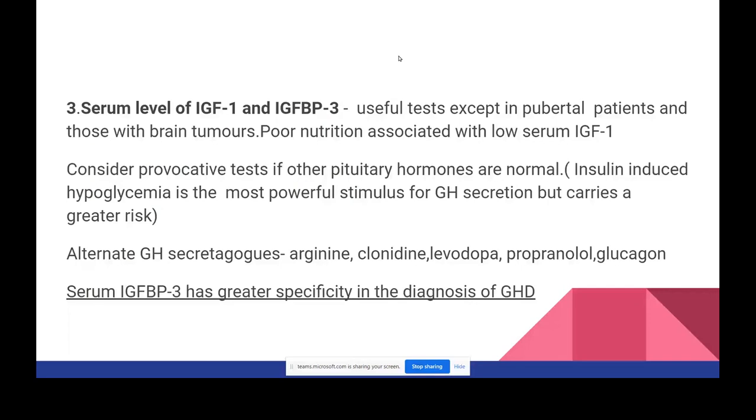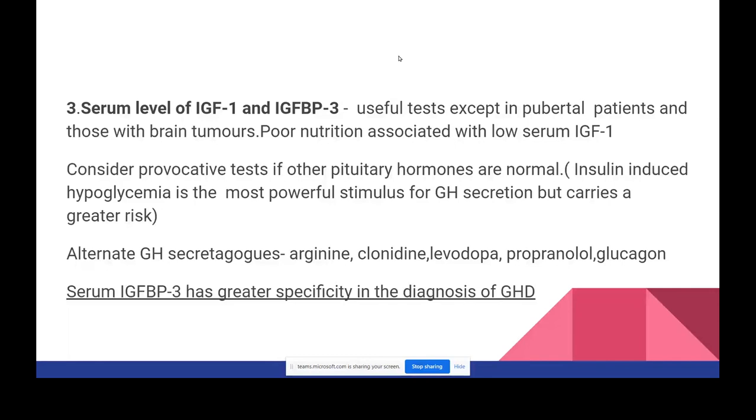These are useful tests except in pubertal patients and those with brain tumors, because they have a high level of those. And poor nutrition is associated with a low serum IGF. So just see the confounding factor for us, because if sometimes with short stature we just do the IGF level, if they are undernourished, they can even have a low serum IGF level. We don't get the real results of that particular patient's workup.